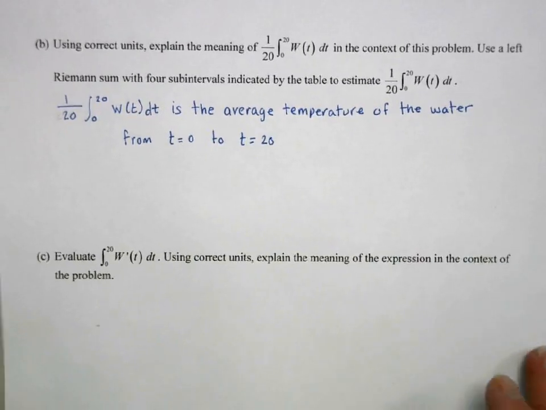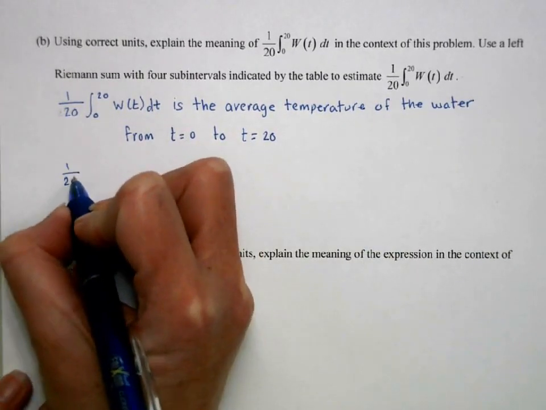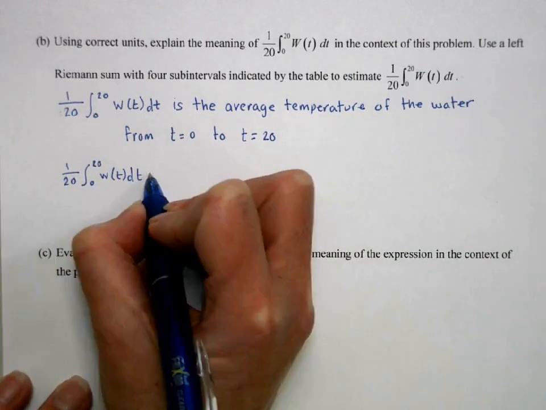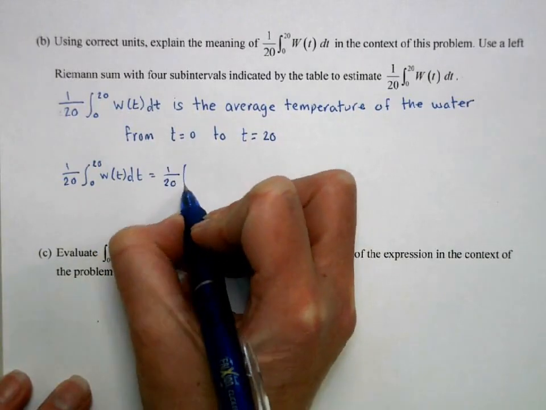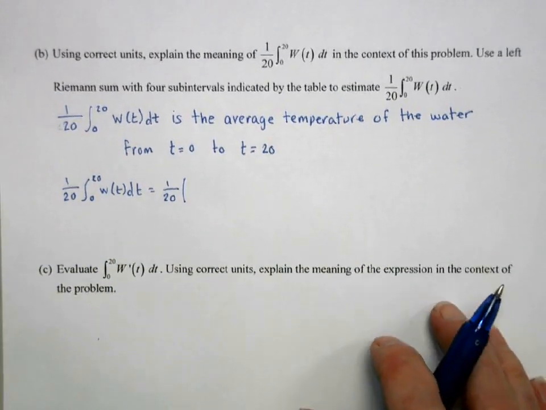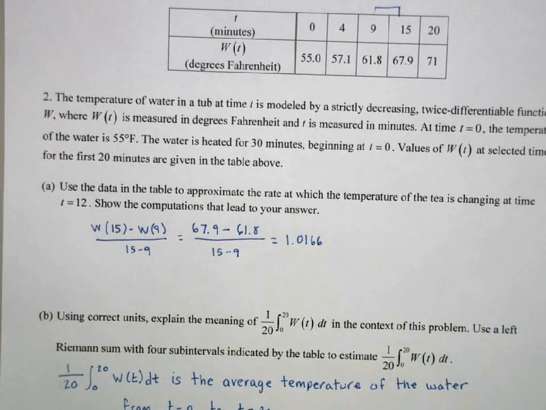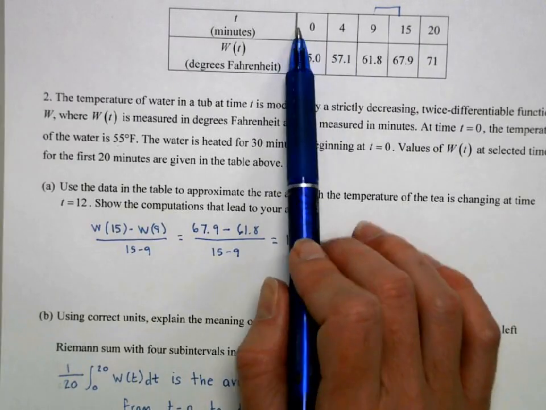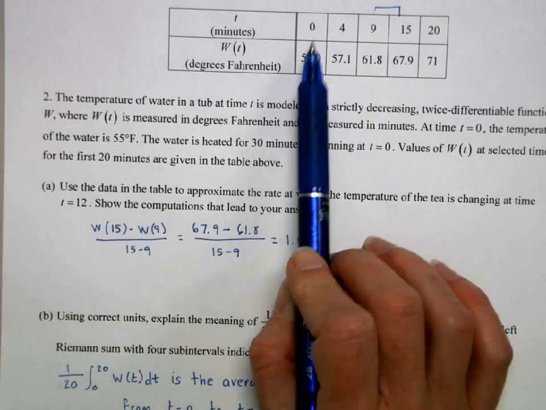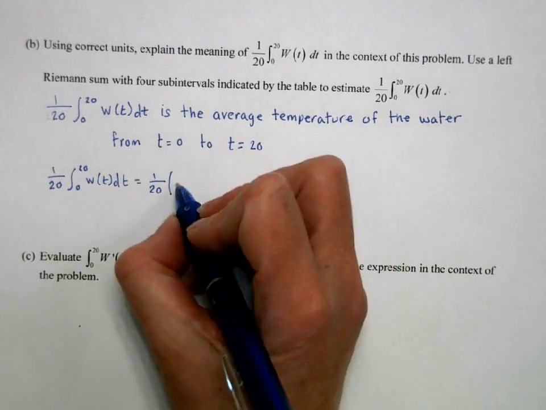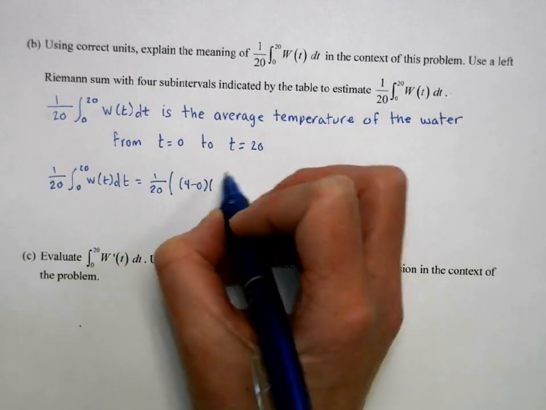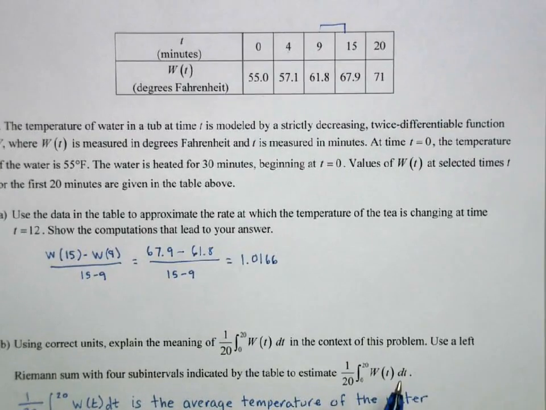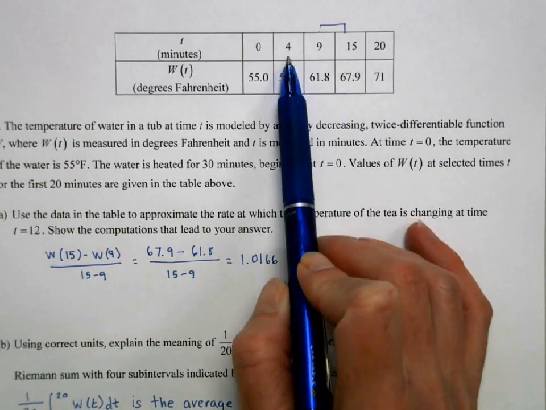Now we're going to do a left Riemann sum to approximate this. So we're going to have our 1 over 20, and then my left Riemann sum. Remember, we're doing rectangles here. We're going to get the widths from the difference between our t values, and then our heights are going to be evaluated at the left side. So my first one is going to be 4 minus 0 times 55.0. My next one is going to be 9 minus 4, and then we're evaluating at 57.1.